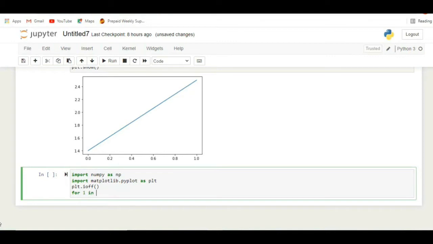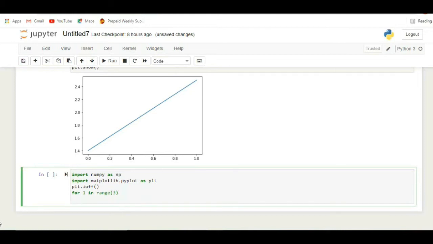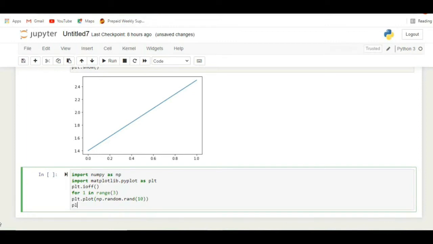And here you shall write for i in range 3, plt.plot, and inside the parenthesis np.random.rand(10), and here you shall write plt.show.